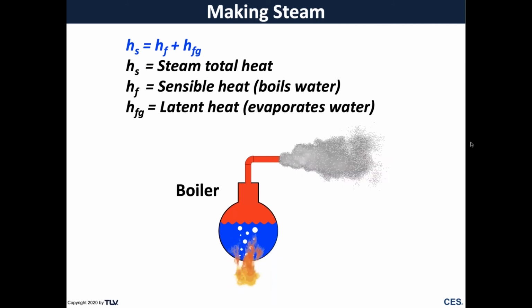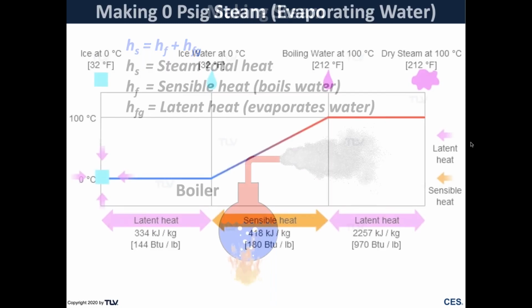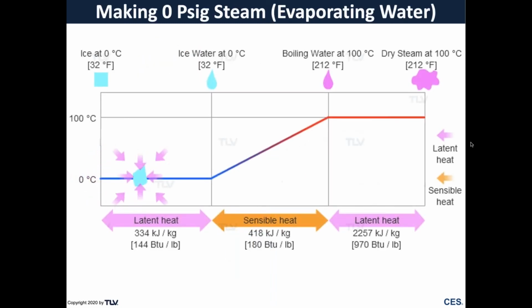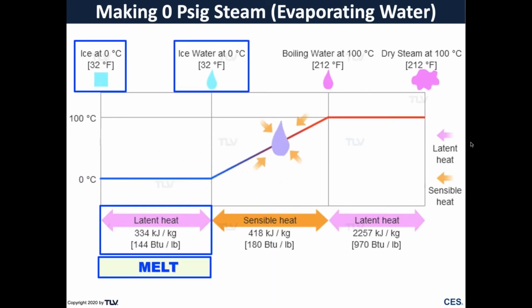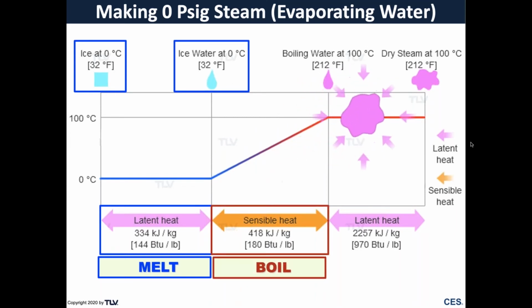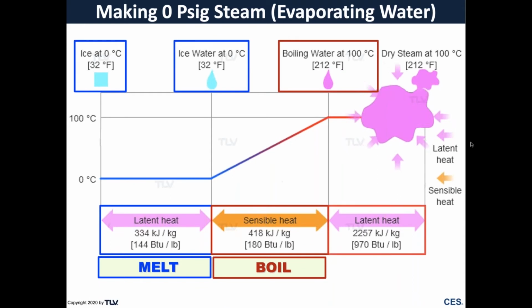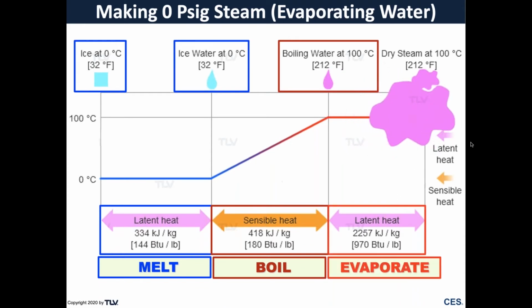We're going to take a closer look at the latent heat. So here we have ice, and we've got to put latent heat to melt ice, 144 BTUs. Now we've got melted water. We're going to put in sensible heat to take that ice water and bring it to a boil. Now it's boiling, and we're going to put in latent heat, and we're going to get saturated steam by evaporating it. Great.